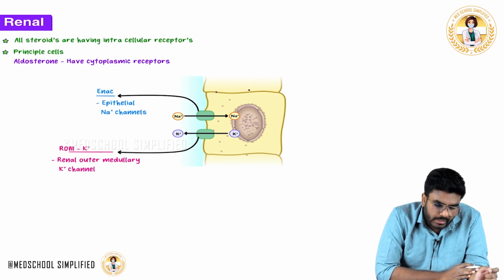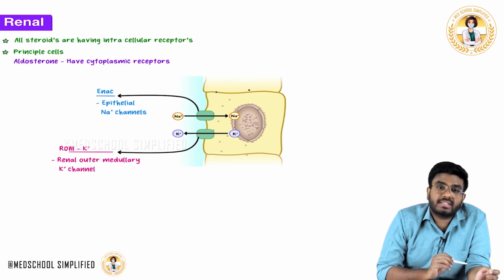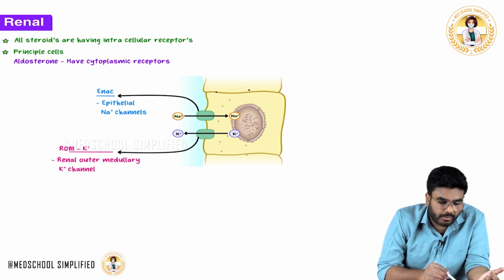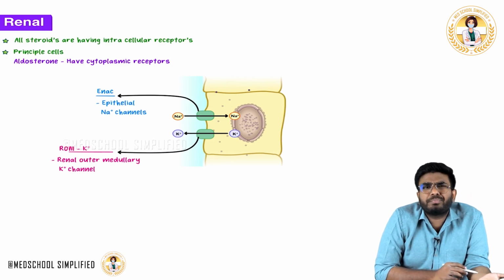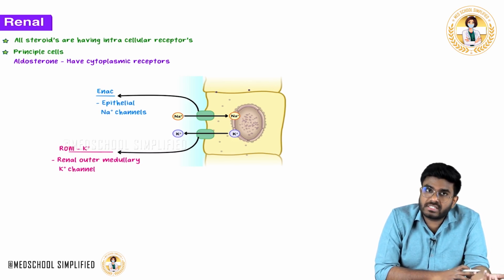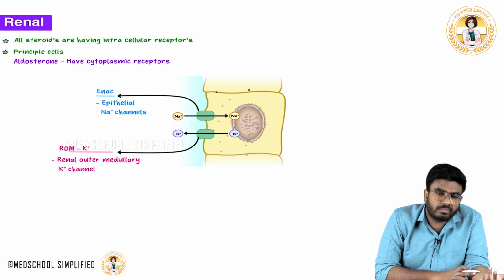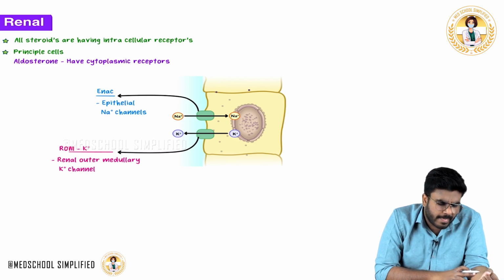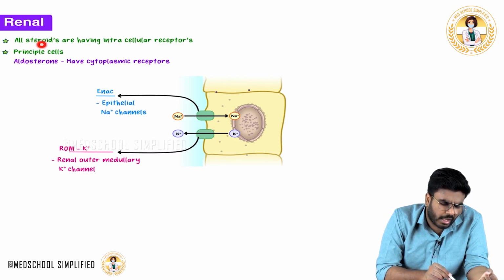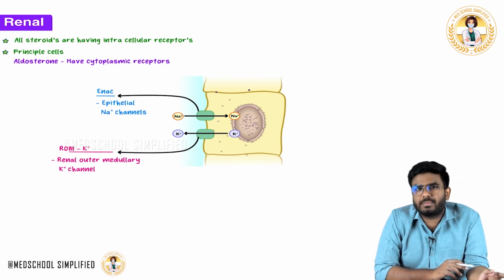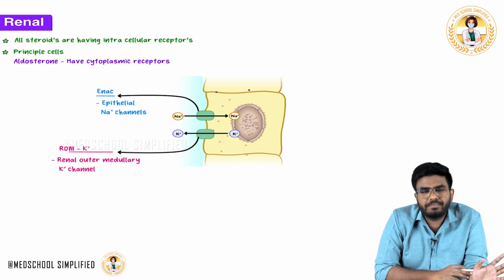Now I have also explained steroid receptors. Not only aldosterone, even glucocorticoids, which are steroids, and even sex corticoids like testosterone, estrogen, progesterone, dehydroepiandrosterone, androstenedione. All these steroid hormones have intracellular receptors. The receptors are present within the cell, not on the cell membrane.